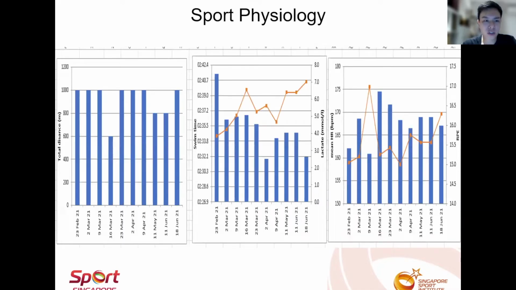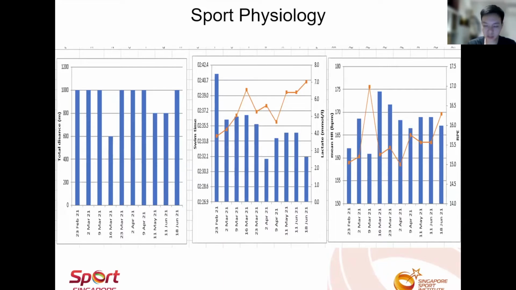From the sports physiologist, the things they look at are from her key sets, how much distance she swims, how much rest, the swim time, and the heart rate. With this, it gives me an idea of how she's progressing, or how the coach is progressing with her key set swims, and how the strength training, whether before or during the day itself, is affecting her swim time.